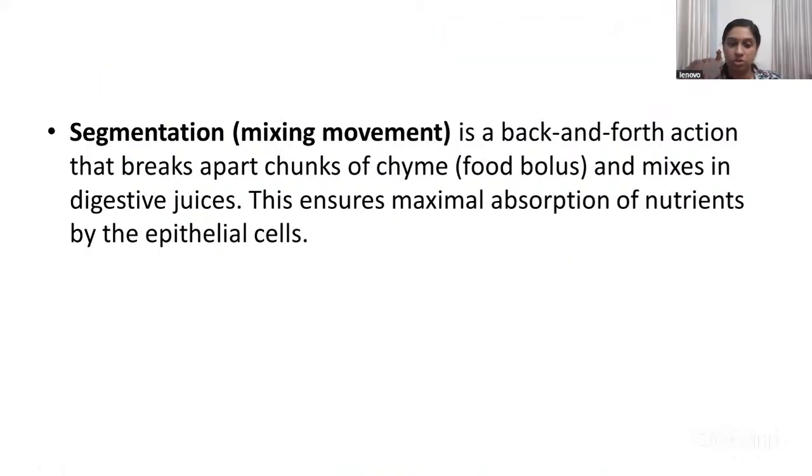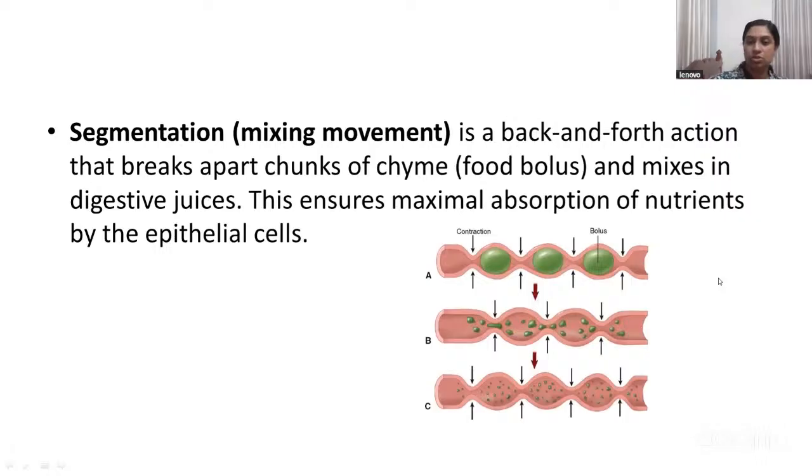So what is segmentation, or the mixing movement? It is the back and forth action that breaks apart the chunks of food, or the food bolus is split into small pieces, and it is mixed with the digestive juices. So why is this split into multiple pieces? In order to ensure maximal absorption of the nutrients by the epithelial cells. Okay. So like this, the bolus is passing and it is split into multiple pieces in order to aid absorption as well as the mixing of the bolus with the digestive juices.